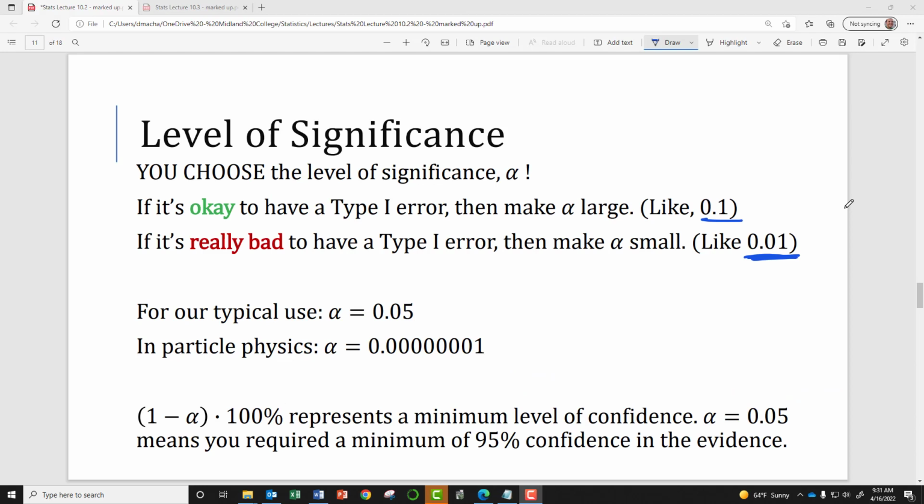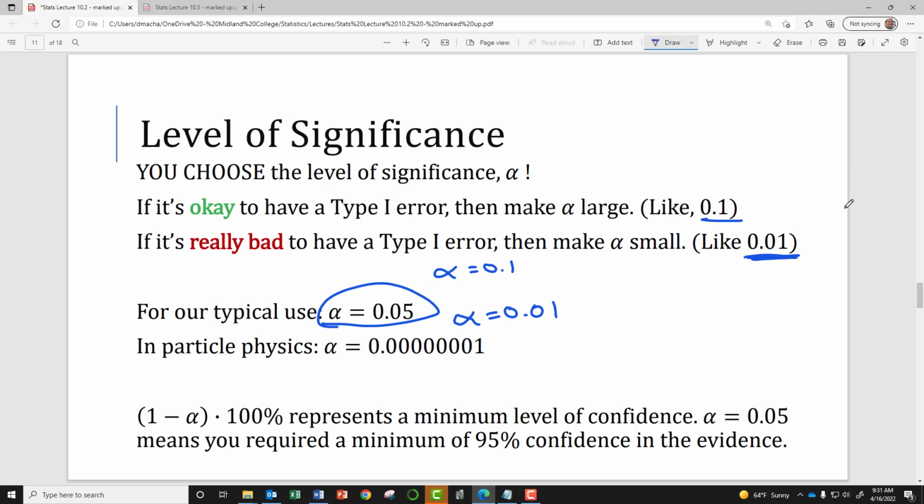For us, typically, we're going to use a type 1 error of 0.05. But in other applications, that might change. So, depending on the decision, if it's okay to have a type 1 error, like I said, you might use 0.1. Or maybe in certain applications, depending on which field you're researching in, maybe if you're doing a sociology experiment, maybe use 0.01.